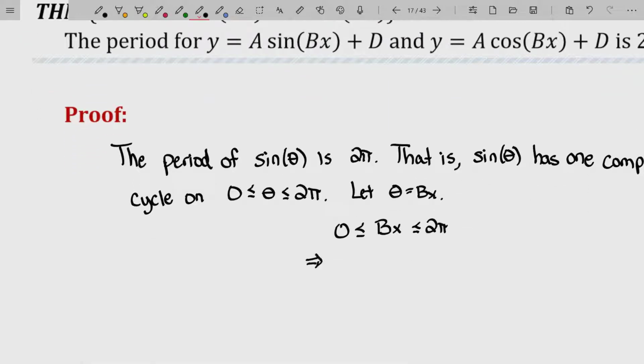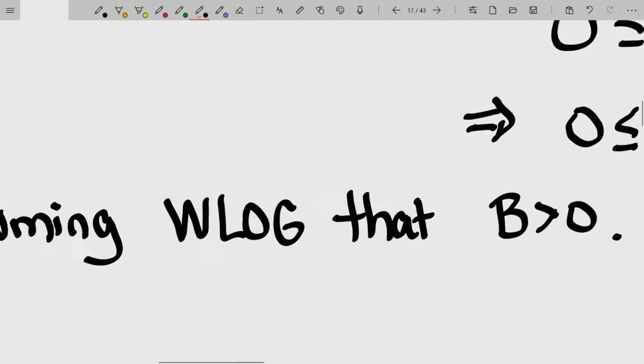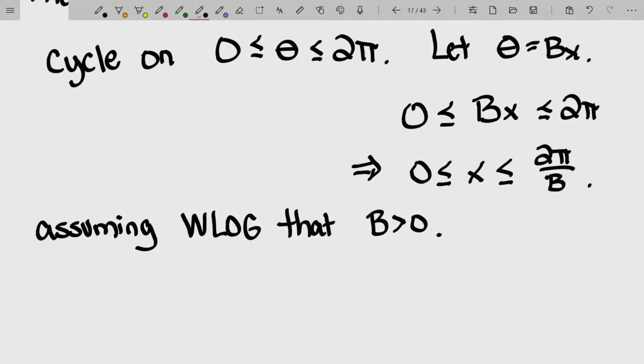And this will imply that if you divide everything by b, and b is positive, it doesn't have to be positive, but we're going to assume that b is positive here. So assuming without loss of generality that b is positive, we have that the sine of bx actually goes through a full cycle from 0 to 2 pi over b. Again, that's assuming without loss of generality that b is greater than 0. That's what this means, without loss of generality. It just means that if b were negative, in order to divide both sides by b, yes, you'd switch signs, all that fun stuff, but it still would give you a period of 2 pi over b.